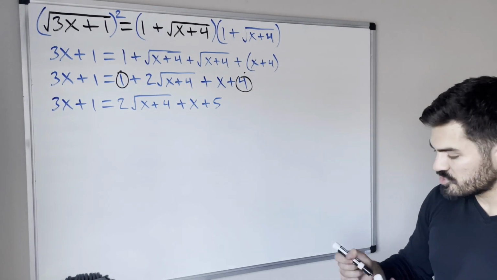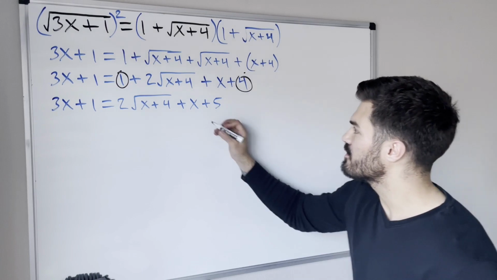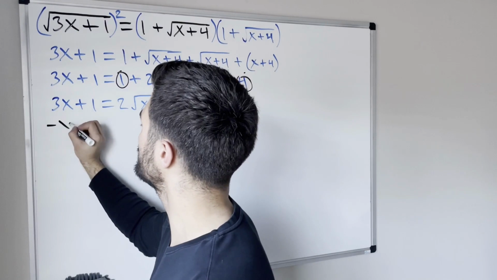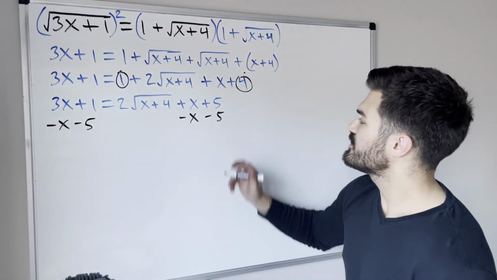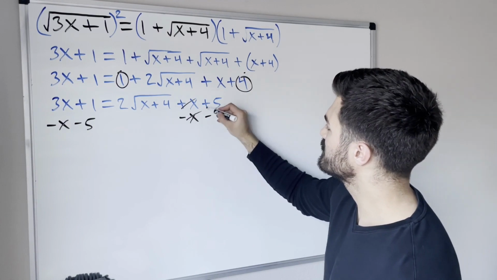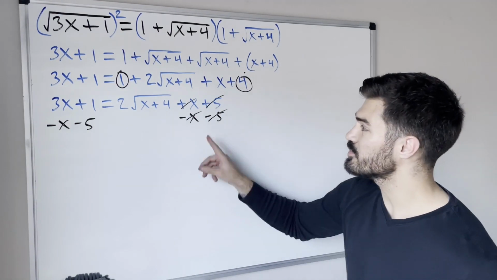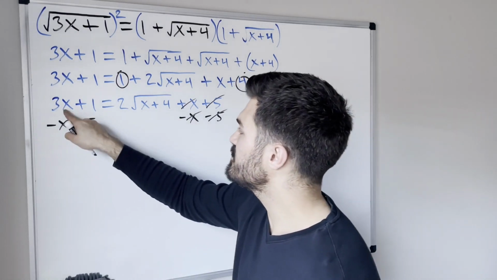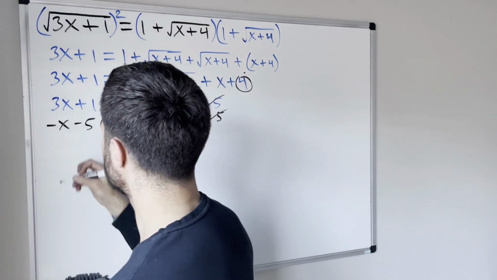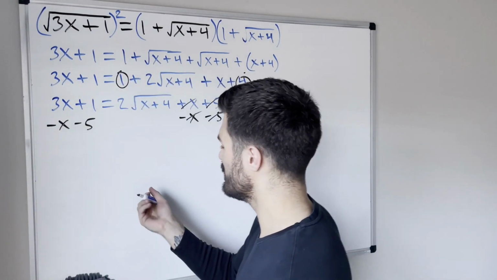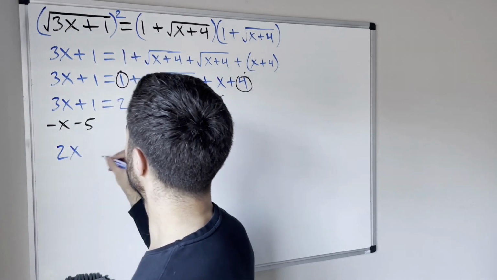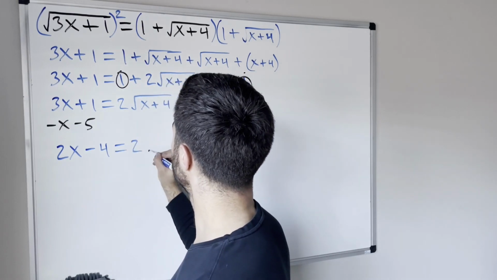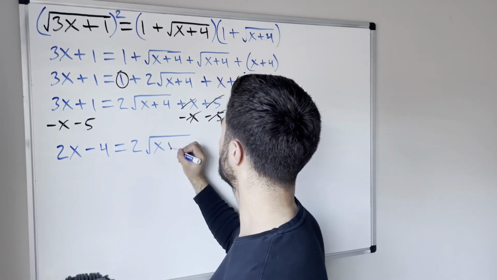Now what I can do is subtract. Now I'm going to do two steps at once. I think y'all can follow this though. Minus x and minus 5. What that's going to do is get rid of this plus x, obviously, as well as this plus 5. So what we're going to have on the right-hand side is 2 times the square root of x plus 4. On the left-hand side, we have 3x minus x, that is 2x. And then we have 1 minus 5, so that's minus 4. And that equals 2 times the square root of x plus 4.